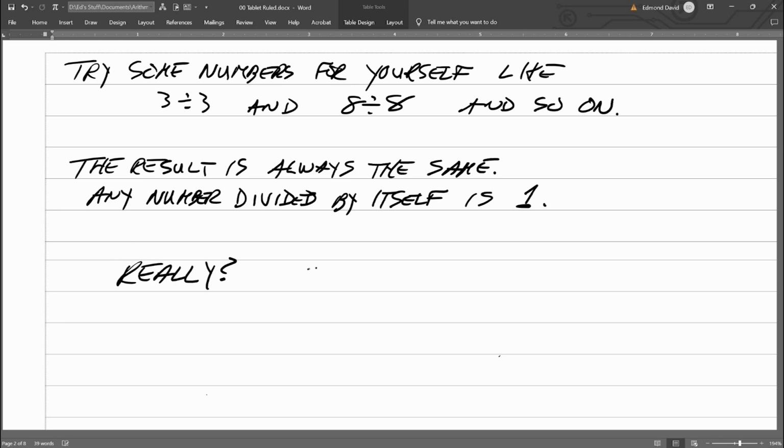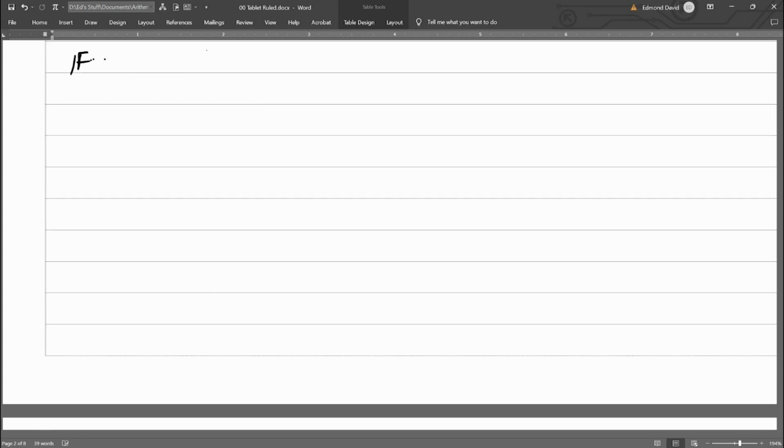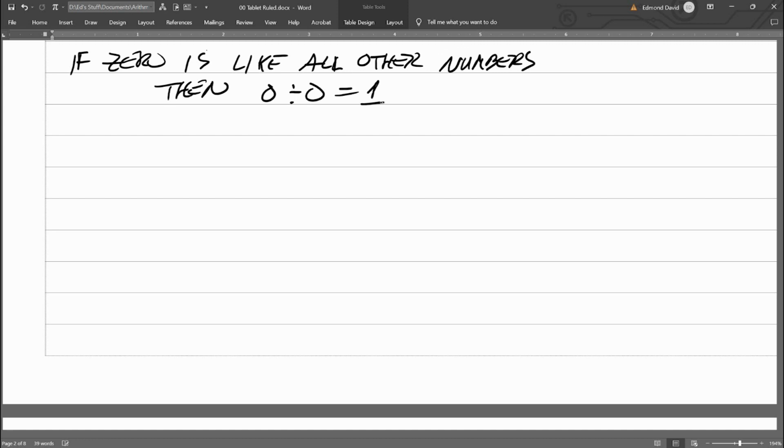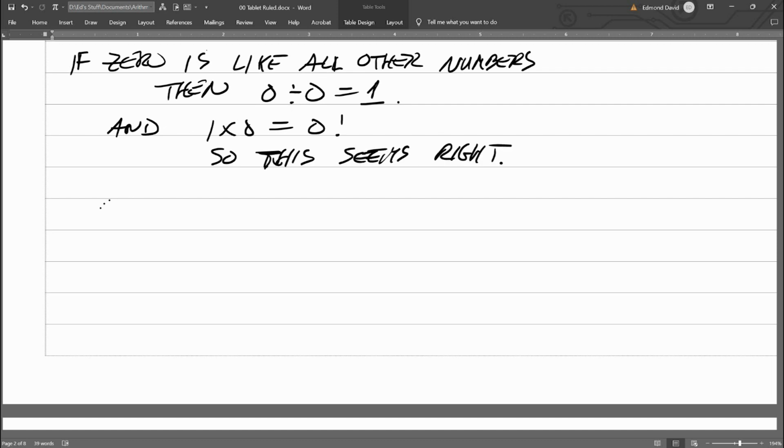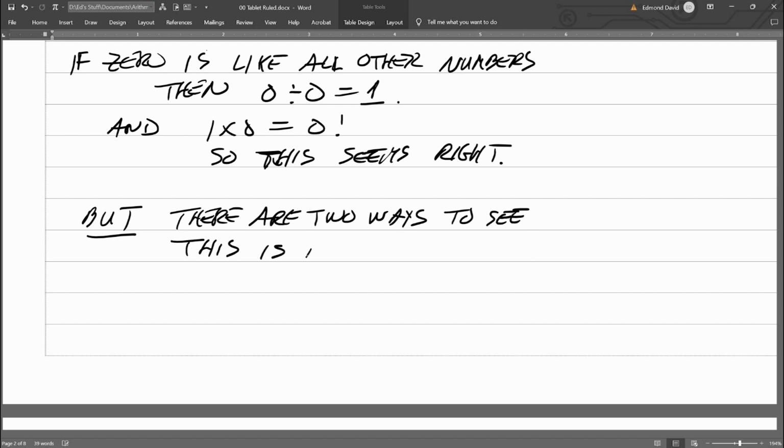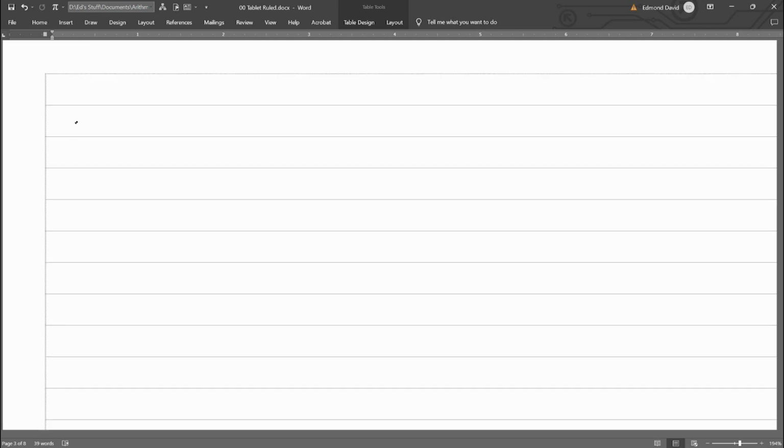But is that really true for all numbers? What about 0 divided by 0? Well, if 0 works like all the other numbers, the answer should be 0 divided by 0 equals 1. And in fact, 1 times 0 equals 0, so this seems right. However, there are two ways to see why 0 divided by 0 equals 1 is not correct.